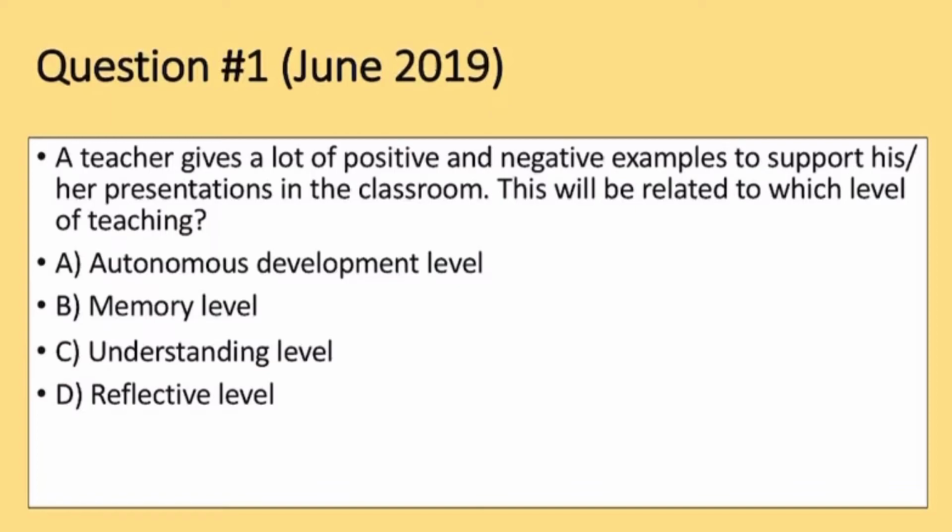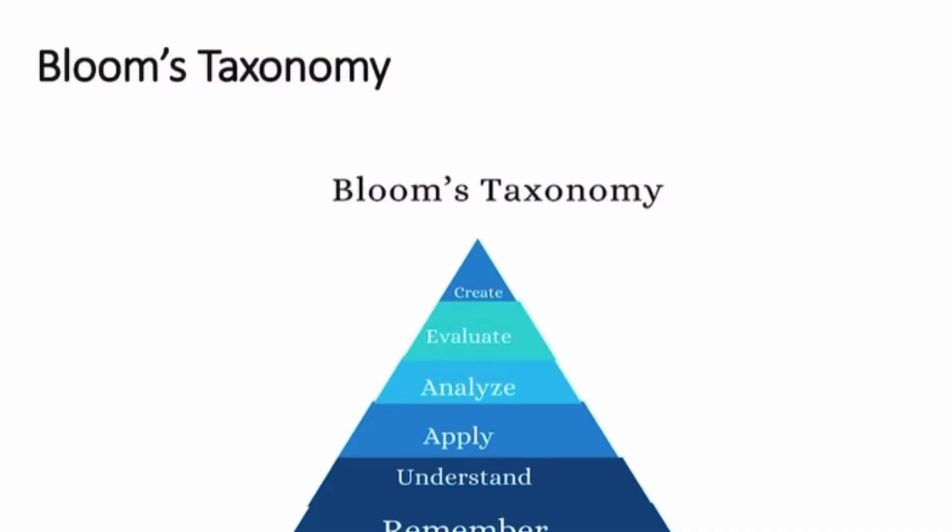Now we'll see how these levels correspond to Bloom's taxonomy. Remember, this is memory level. The first function in learning process is remembering, recalling old information, recalling already known information. This corresponds to memory level of teaching. Understand, comprehending, making sense of what is being taught, that is understanding. This corresponds to understanding level of teaching. Applying, analyzing, evaluating, creating, all that correspond with reflective level of teaching.